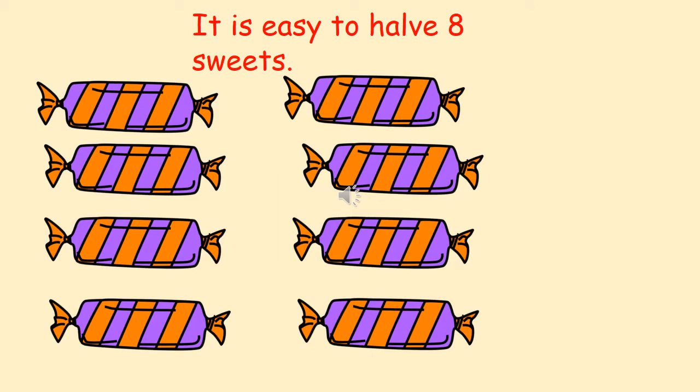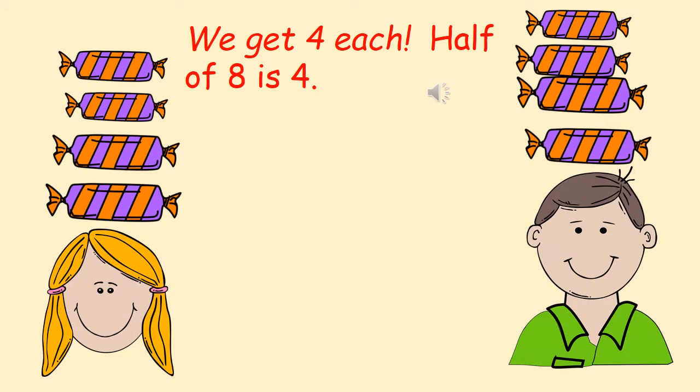Can you see how many sweets I've got here? That's right, I've got 8. It's much easier halving 8 sweets. We both get 4 each, because half of 8 is 4.